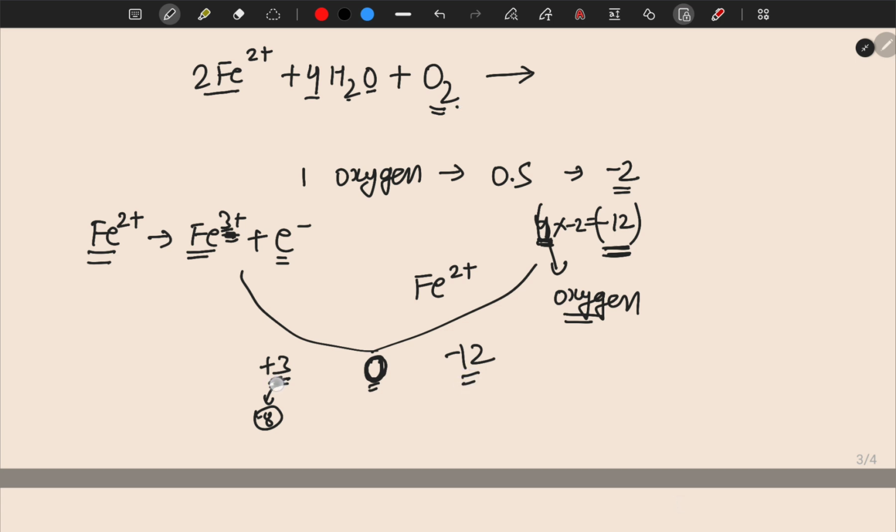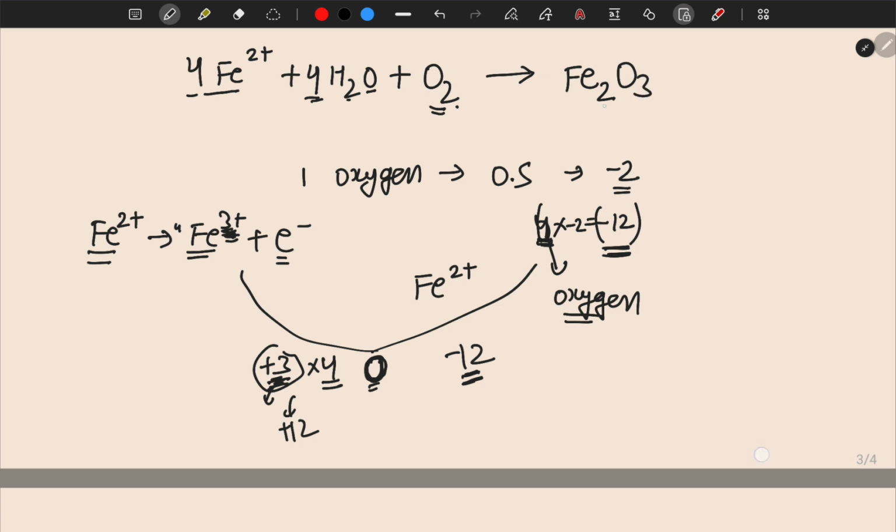So here -12, here +3. Now if I have +3, can I convert it into +12? Yes, by multiplying it with 4. So rather than taking 2 Fe2+, I can take 4 Fe2+. One Fe gives me +3, and if I have 4 Fe, it will be multiplied by 4, so it will give me +12, and +12 will be good for me. So that's why this 4 will come here and it will make a compound called Fe2O3.